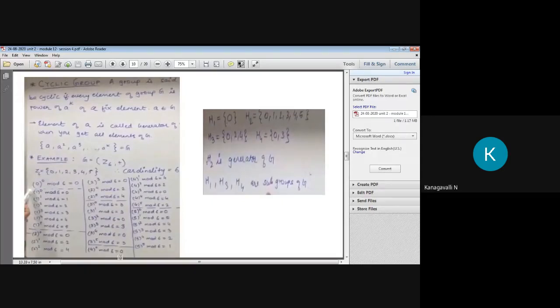Why am I not taking the 4th and 5th element? See here 0 to 4. Again in the group, maybe if you are writing H5, what is the term you are having? 0 to 4. Already it is in H3, right? So you don't need to write these elements once again. Then H5, 0, 5, 4, 1, 2, 3, right? So already we are having the generator as H2. So no need to write once again, right? If you want, you can write. That is nothing wrong. But we will take only the one generator in the subgroups, right?